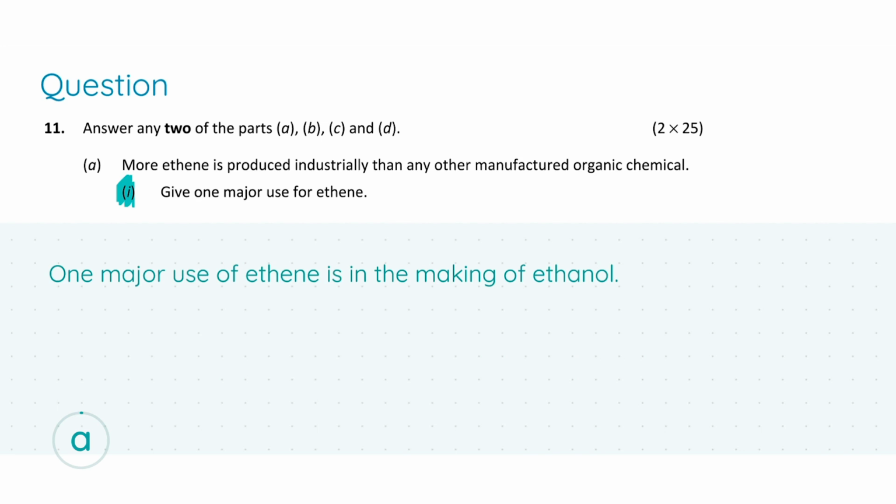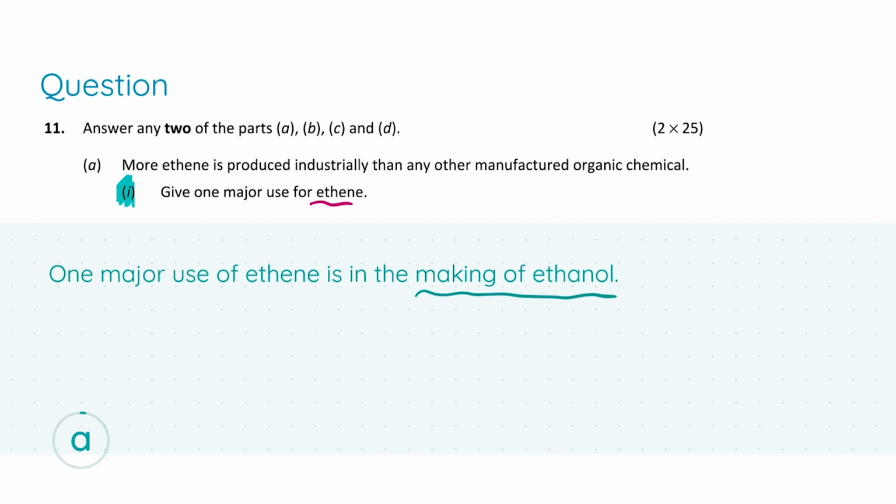In this case, it would be the making of ethanol on an industrial level, making massive amounts of it. The reason I always use this one is because ethene sounds very similar to ethanol, so it's very easy to keep them together. Other answers you could have are making things like polythene or plastics, which is also completely correct. You can use whichever one you learned in your book, but I say making of ethanol because it's very easy to remember.